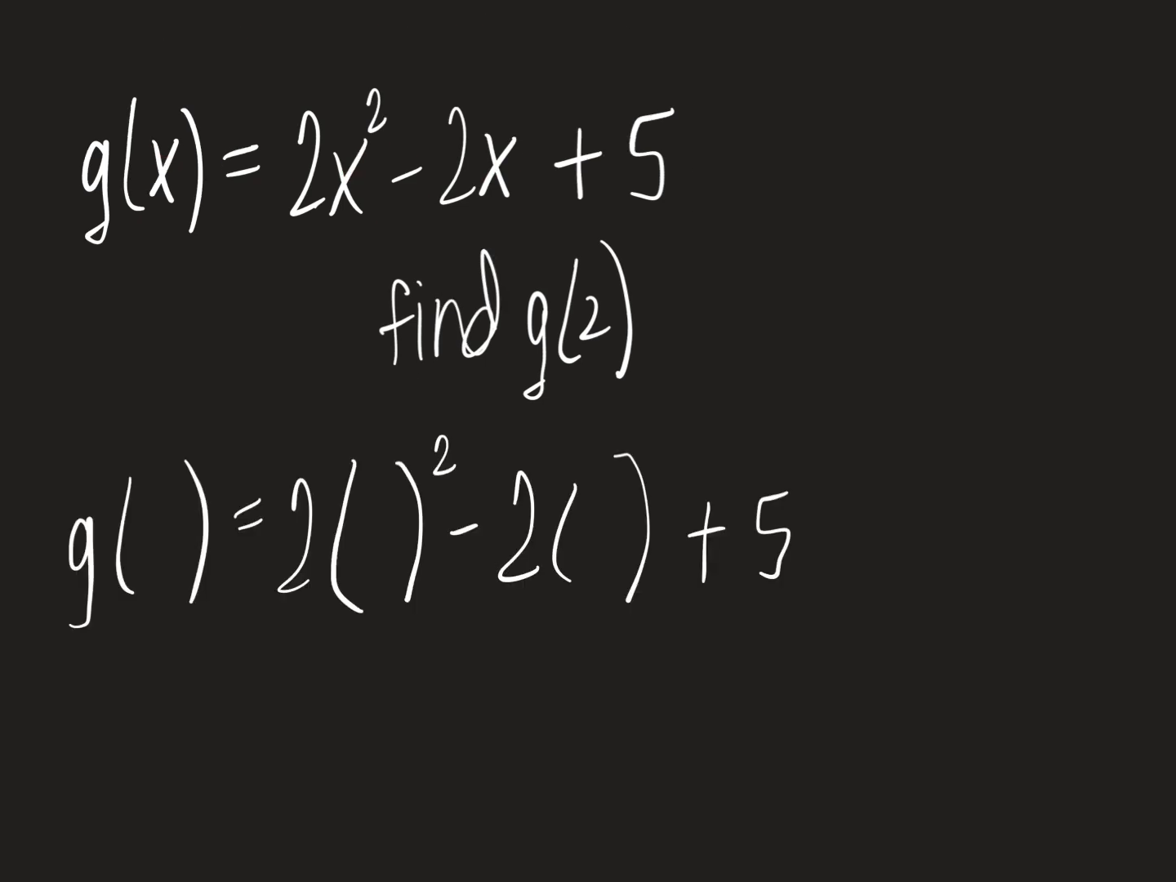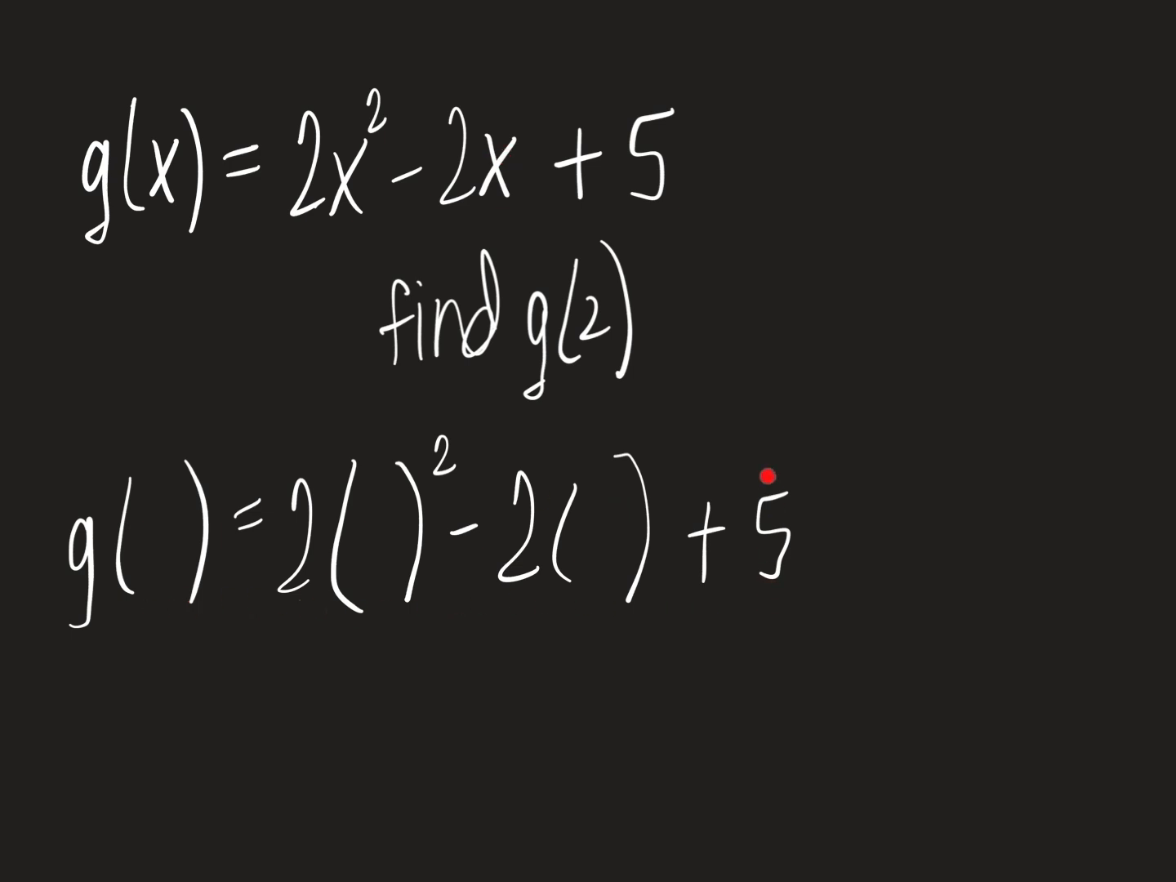I'm going to plug 2 in to all these values for x. Now, the method that I use whenever I'm first showing people how to do this is to rewrite that function. Instead of writing g of x, write g of something. As in, don't write the variable. Wherever the variable is at, put parentheses there. So not 2x squared, 2 times something squared. Not minus 2x, put minus 2 times something.